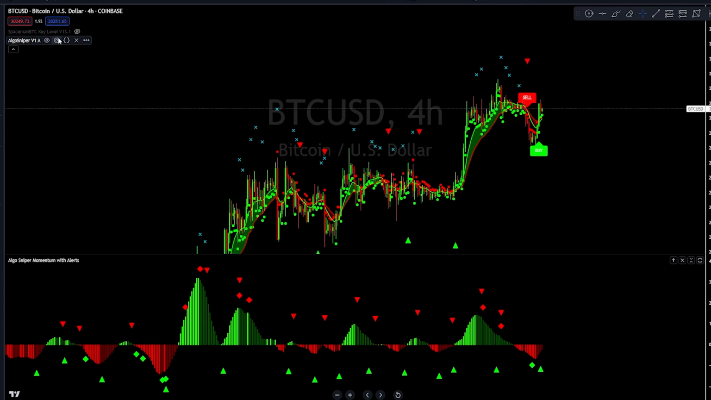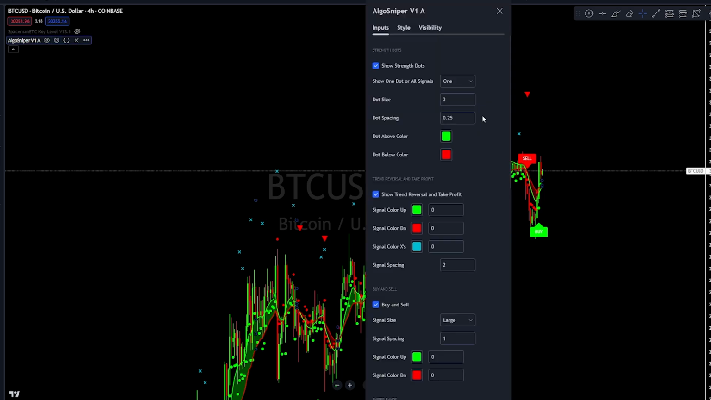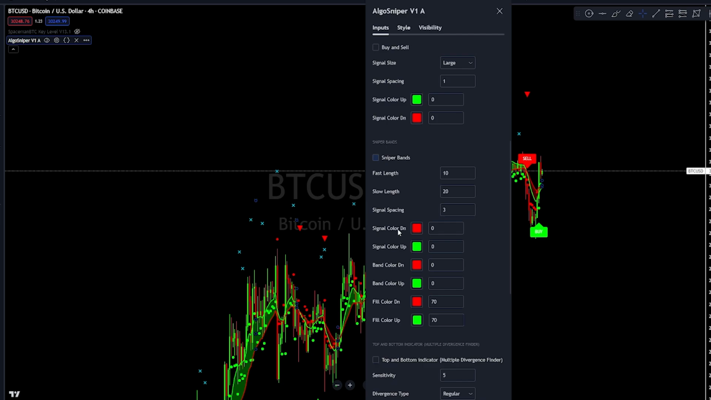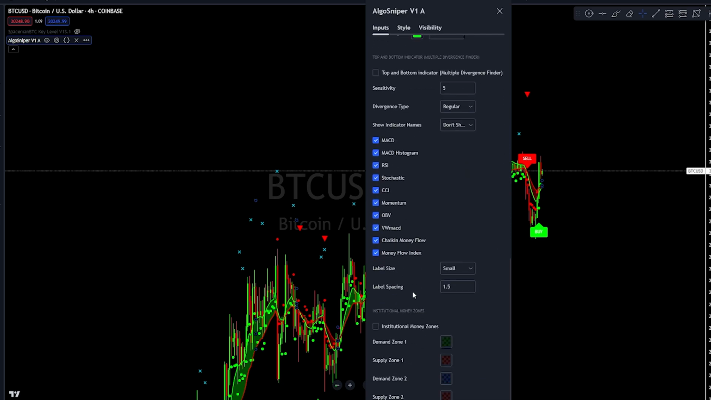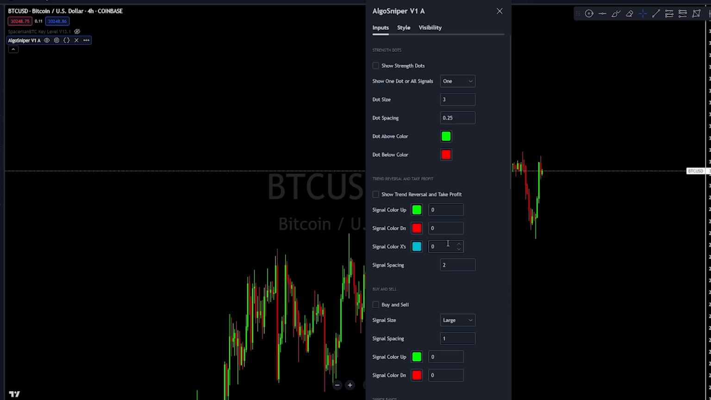So the first thing we want to do is go into the indicator itself. On the top left, we're going to see the indicator, Algo Sniper. There's a little gearbox, and here we can unclick and click whatever we want to use or not use in the indicator. We're going to go over all of them, but I'm going to show you the ones that I particularly like to use that help me get an edge in the crypto market.